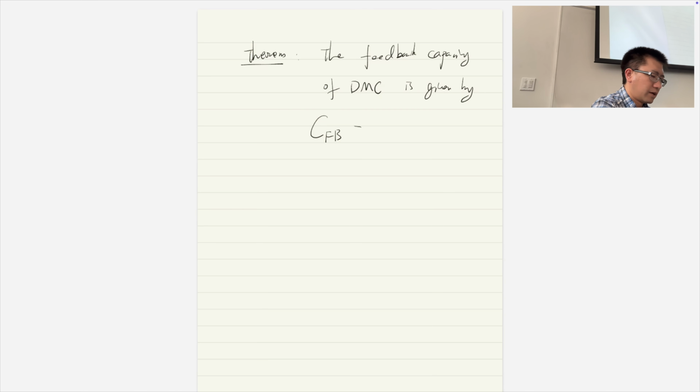Okay, but let me write down the theorem first. The feedback capacity of a DMC is given by C_FB equal to C. Basically, in terms of capacity, it is not useful.